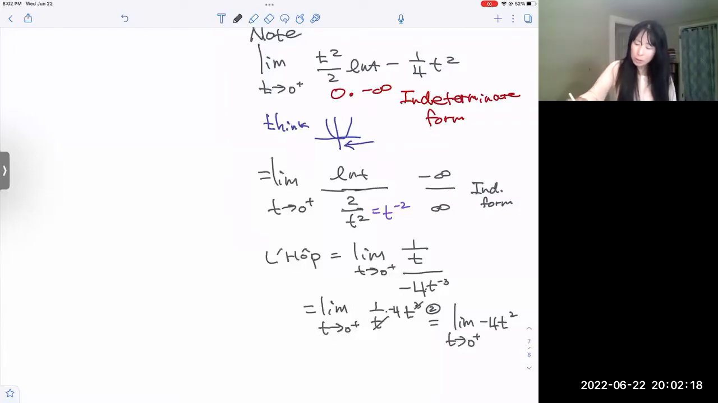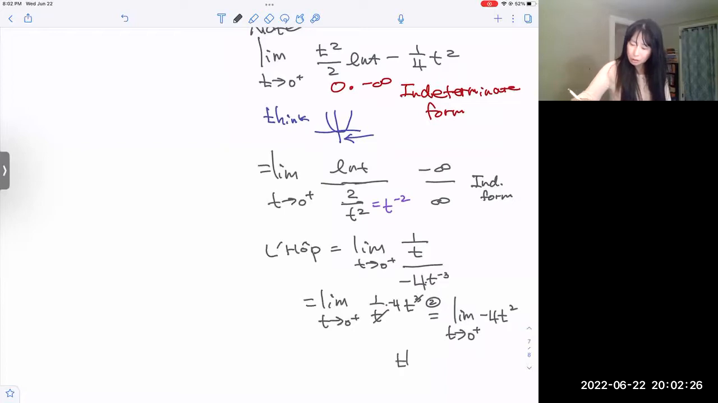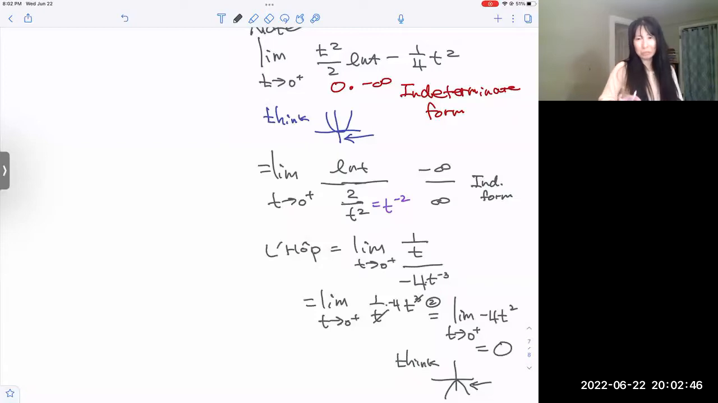So what do you get for this one? It's the same thing. We have a -4. So when t approaches 0 from the right, what's the graph behavior? What is the y value? 0 there. So it's 0.